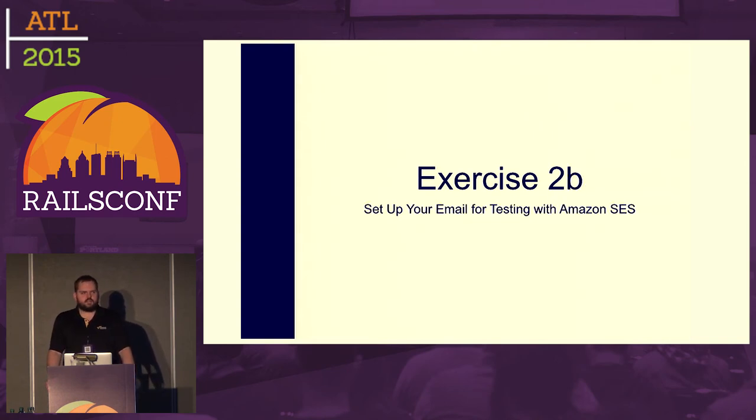The next exercise, 2B, is to set up your email for testing with Amazon SES. Unless you have an existing production account, you essentially have to validate every email address that you send from or send to. We're going to set an environment variable for the address you're sending your email from, which should be one that you validate and own. The email you send to will be any account that you register inside your sample application. That's the next exercise, and we'll have a few minutes for that.